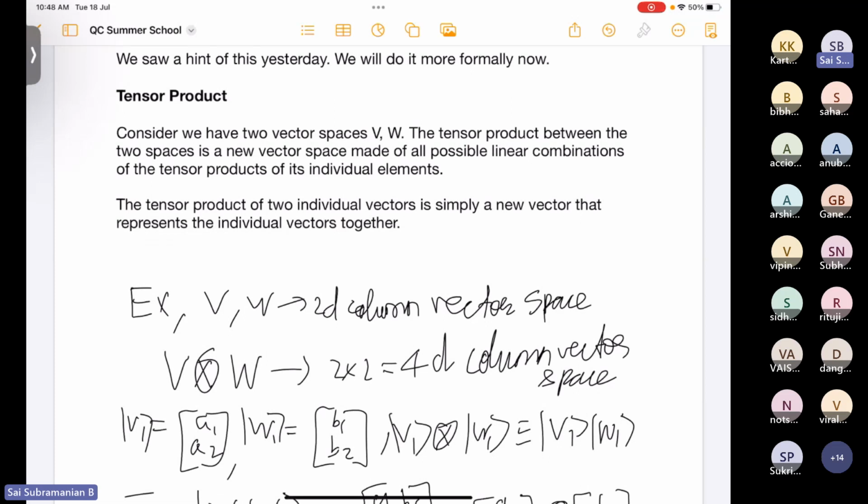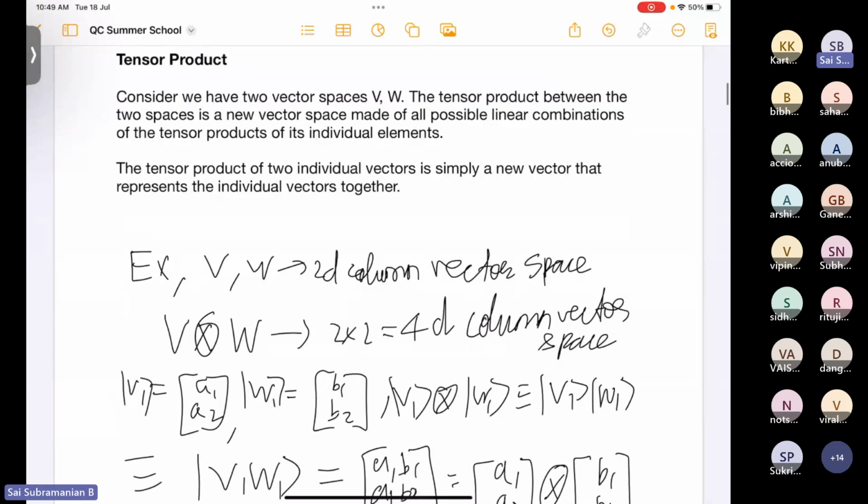So how do we define a tensor product space? Let's say we have two vector spaces, V and W. The tensor product between these two spaces is a new vector space. We call that V tensor product W. And this new vector space is the space of all possible linear combinations of the tensor product of its individual elements. That might sound weird because we haven't defined what is the tensor product of individual elements. We will do that here.